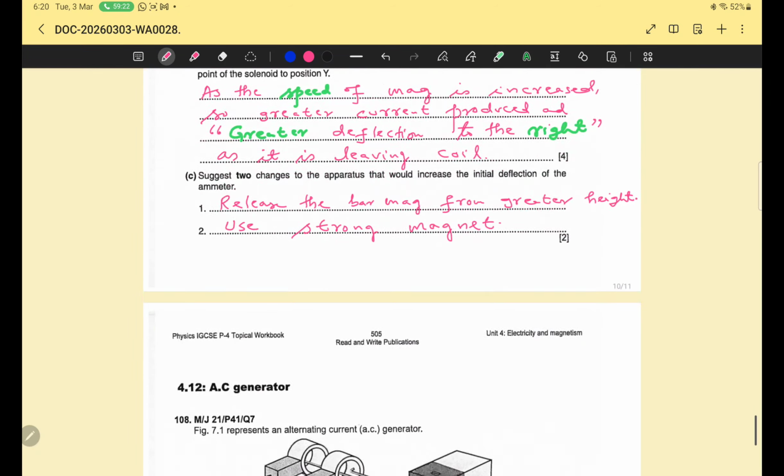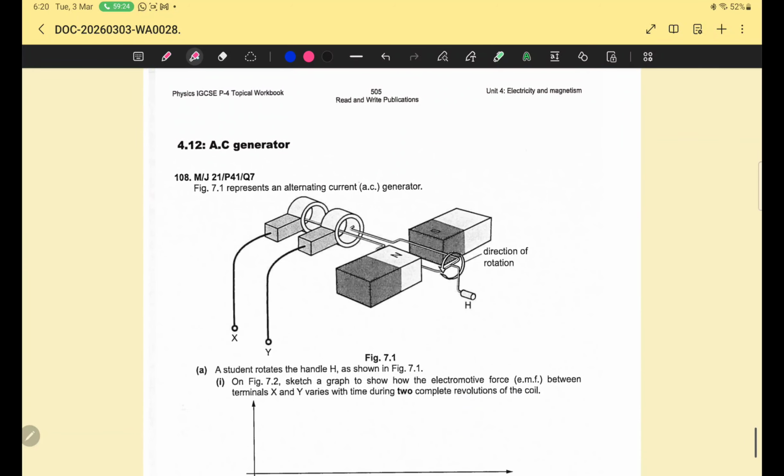Okay, so we have completed this topic. Alhamdulillah, and tomorrow we will start and complete AC generator.